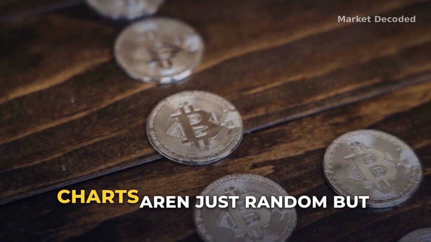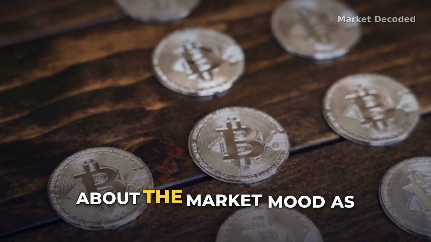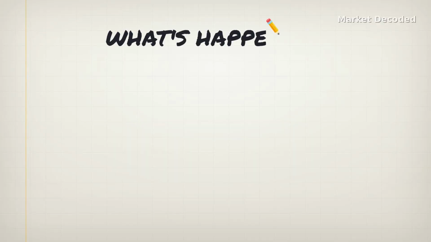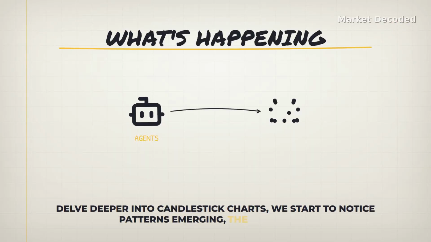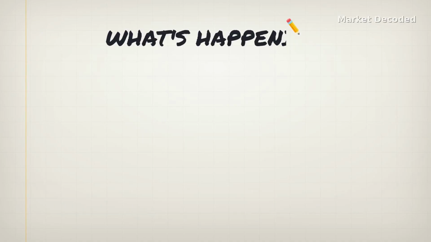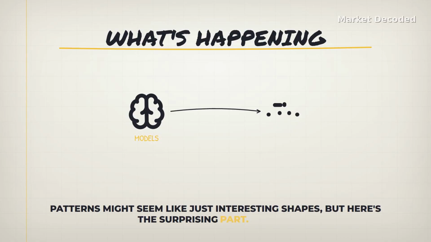What if the shapes we see in candlestick charts aren't just random, but are actually telling us something about the market's mood? As we delve deeper into candlestick charts, we start to notice patterns emerging: the hammer, the shooting star, and the engulfing pattern, to name a few. At first, these patterns might seem like just interesting shapes, but here's the surprising part. They're actually indicative of shifts in market sentiment.